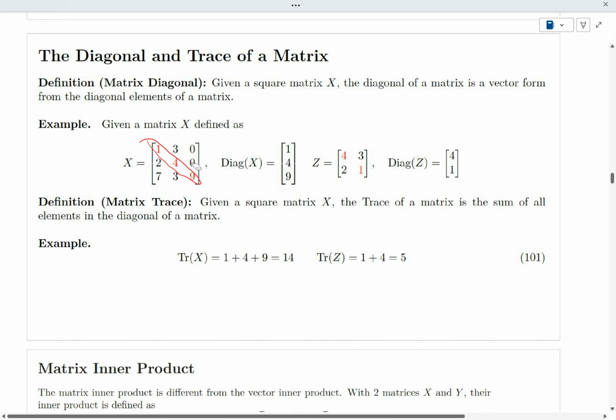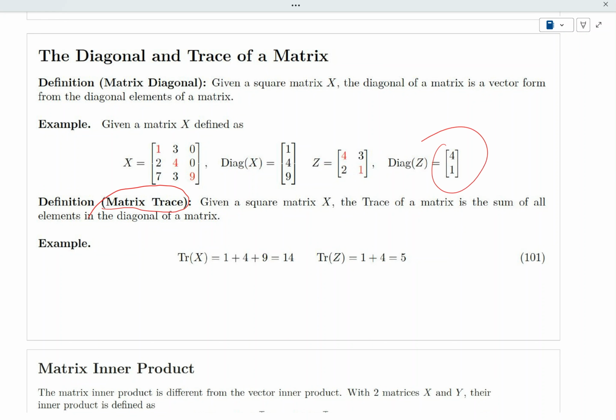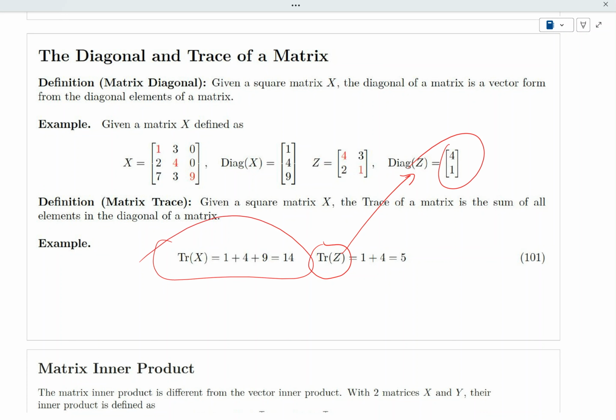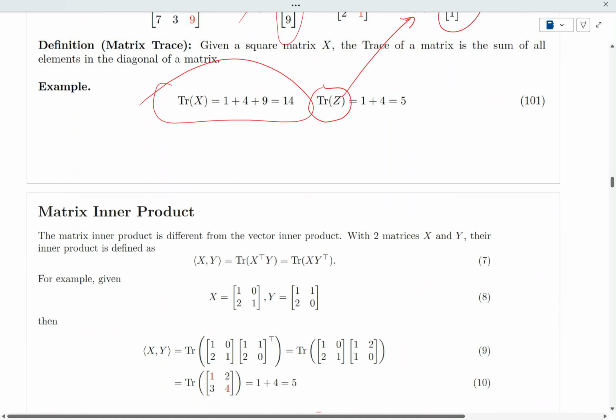Okay, so now if you have the diagonal elements, you can learn this operation called the trace operation. The trace basically takes the result of your diagonal elements and adds everything up. So 4 plus 1 will give us 5. So if we find the trace of z, we basically find the diagonal and then add all the numbers up here. Similarly here, trace of x, right? We take all the diagonals and then add all the numbers up. So that's what a diagonal and a trace of a matrix is.